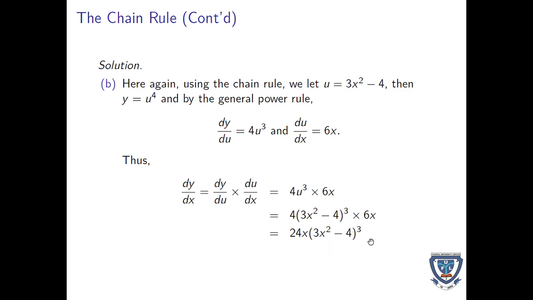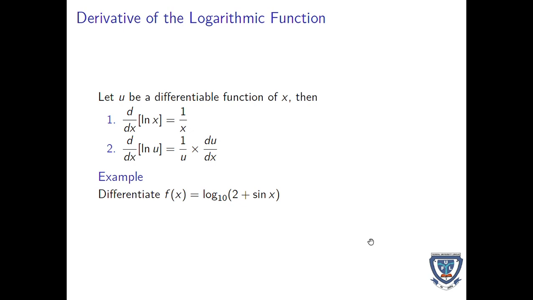Now we have the derivative of logarithmic functions. You see, ln x is what we call the natural logarithm. So differentiating the natural logarithm of x with respect to x will give you 1 over x, and differentiating the natural logarithm of u with respect to x will give you 1 over u times du/dx. Now let's look at this example.